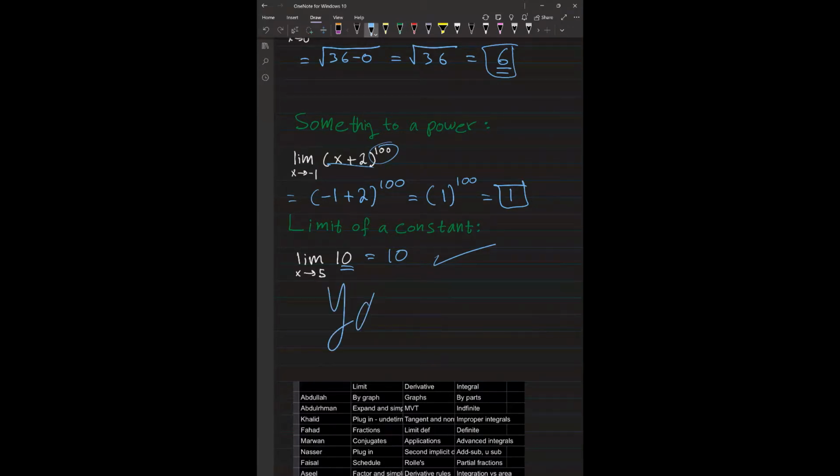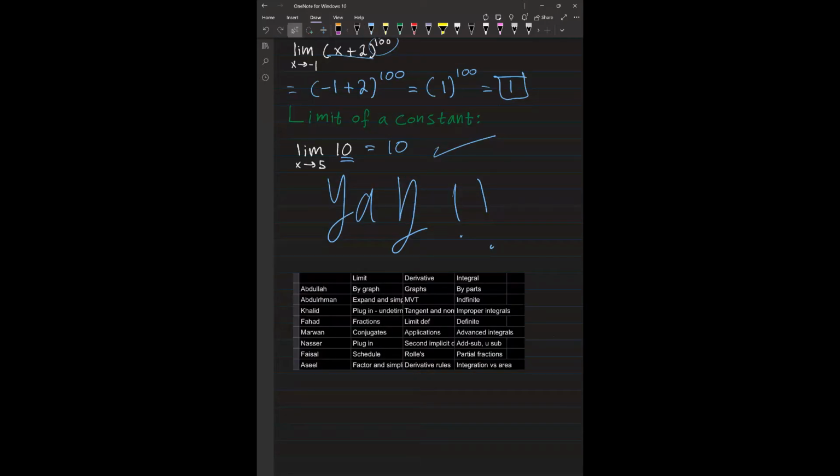Pretty easy, but usually finding the limit is not this simple. You might see this once out of 20 times. So usually you have to use another way. The other ways include, and I'm pretty sure the other guys will do a good job covering them: graphing, expanding and simplifying, plugging in indeterminate forms, fractions, conjugates, multiplying by the conjugate.